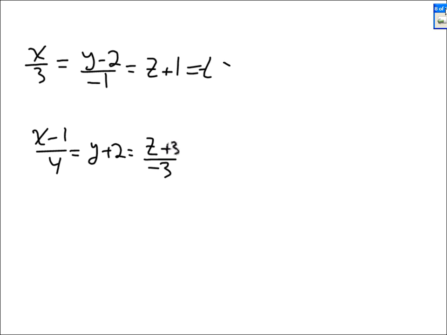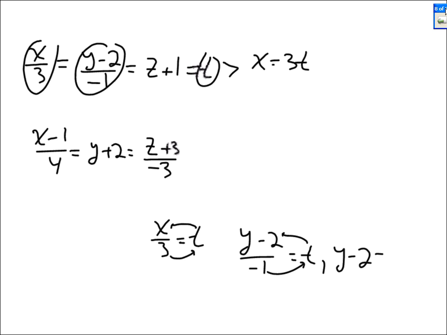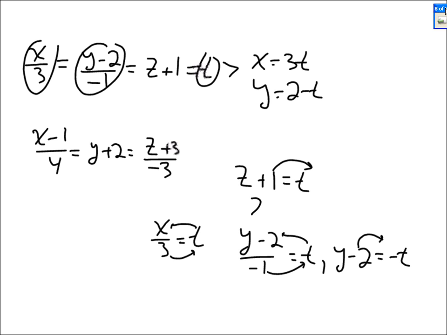Remember, this is what t is. That x over 3 is t. If x over 3 is t, then 3t is x. X is 3t. And if y minus 2 over negative 1 is t, then negative t equals y minus 2. Y minus 2 is negative t. Just bring the 2 over. Y is 2 minus t. And z plus 1 equals t. Bring over the 1, and you get z as negative 1 plus t.